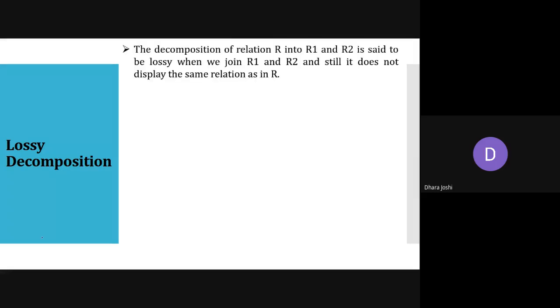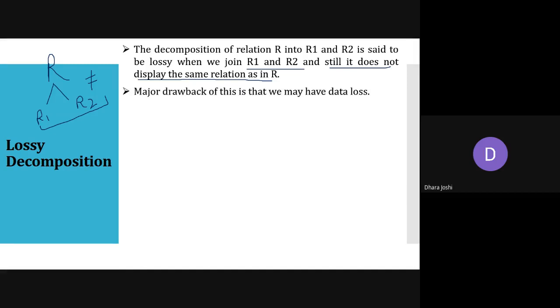First, we'll understand what is lossy decomposition. The decomposition of relation R into R1 and R2 is said to be lossy when we join R1 and R2 together and it still does not display the same relation as R. If we divide R into two parts, R1 and R2, and then join these two relations, and the result is not equivalent to R, then we can say that some of the information is lost, and that's why it is called lossy decomposition. How is it possible? We'll see it with an example.